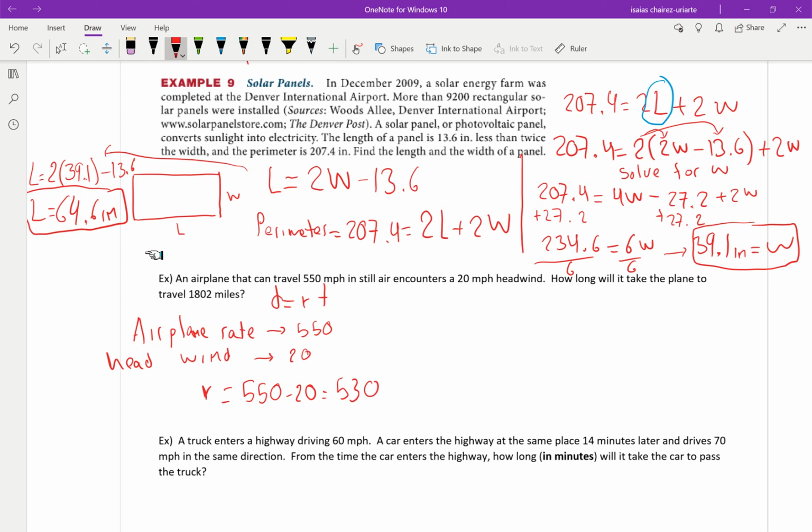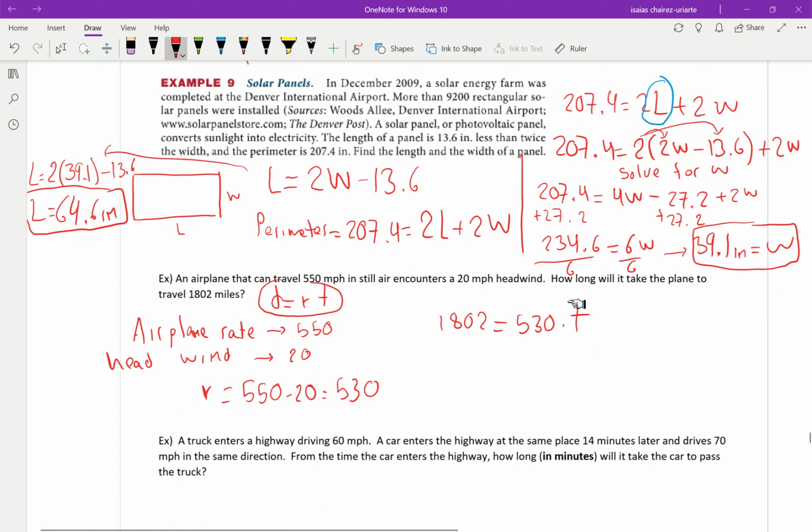Okay, and now let's think about this little formula up here. We want the distance, so the distance covered should be 1,802 miles. So my D is going to be 1,802 miles. And this is equal to the rate, which is 530, times some time. And this is what we're interested in. This is the time. So the question is how long? How long will it take the plane to travel 1,802 miles? Well, that's what we're after, the time.